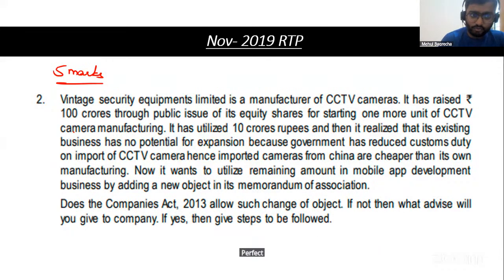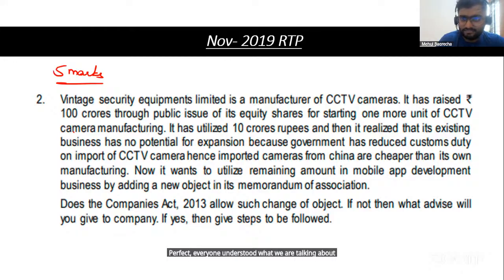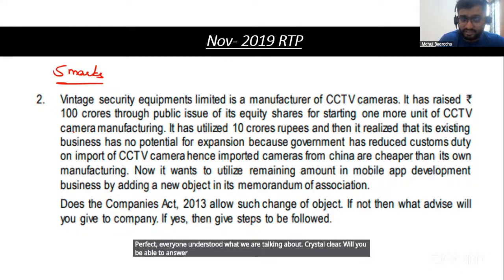Perfect. Everyone understood what we are talking about? Crystal clear. Will you be able to answer this question if it comes up? Special resolution required. Second thing, dissenting shareholders have to be given an exit offer. Third thing, in the newspaper, one in English and one in vernacular language, you will have to give your justification. Why do you want to change the objective now?